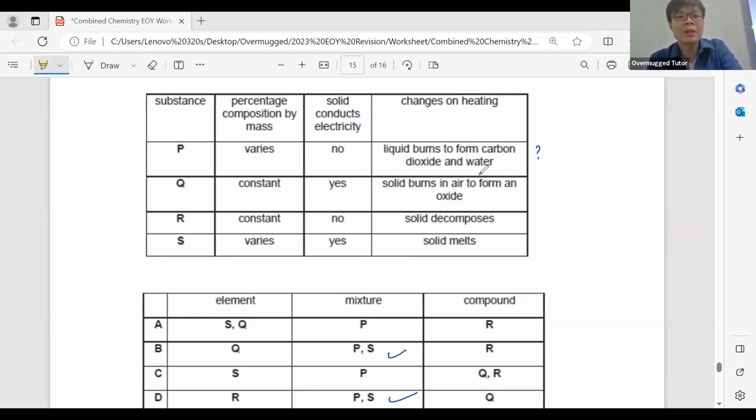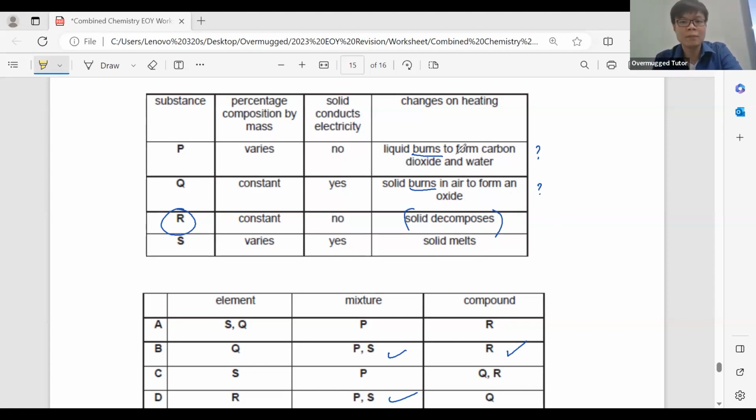Solid burns in air to form an oxide. When they say burn, it kind of means react with oxygen. You may be like, huh, I also don't know what this is. But then, solid decomposes, what does that tell you? It is broken down by heat. Means it's not in the simplest form yet. R must be a compound. Compounds can be broken down by chemical means into simpler substances. Elements are the simplest form and you cannot break them down further. Then S just simply changes state.